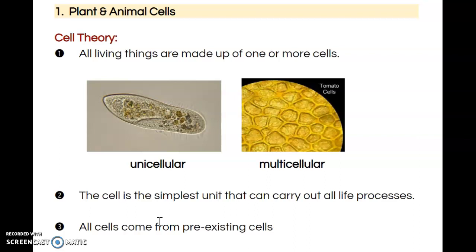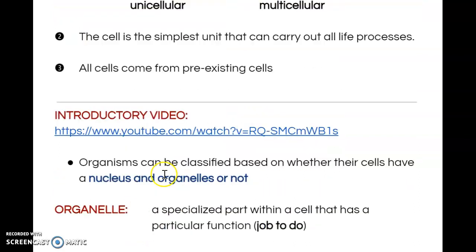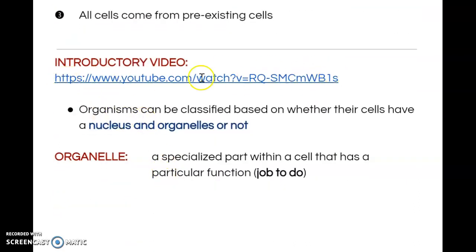If we were stuck with the same cells that we had when we were at birth, you wouldn't be alive, because those cells die. Different cells die at different ages. So before those ages, they have a cell life and they create progeny or regenerate themselves. You would have watched this introductory video already, on prokaryotic and eukaryotic organisms, and we'll cover that in a little bit more detail in a second. Organisms can be classified on whether their cells have a nucleus and organelles or not.